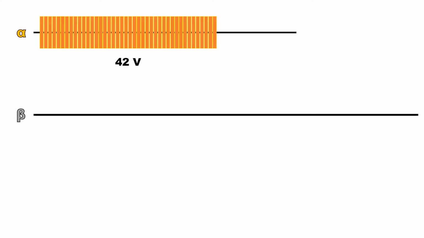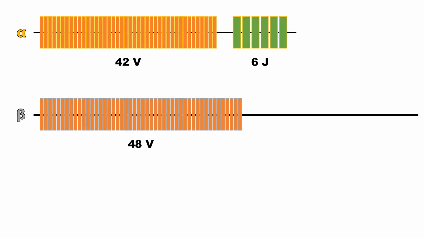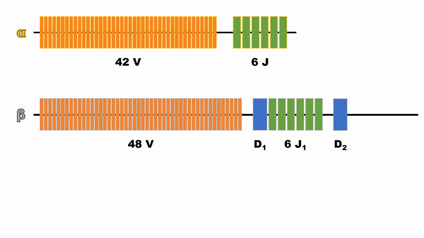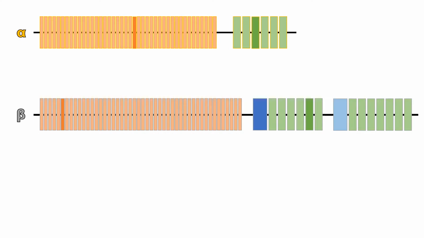The alpha chain has 42 V fragments and 6 J fragments, while the beta chain has 48 V fragments, 2 D fragments, one which corresponds to 6 J fragments, and the other corresponds to 7 J fragments. However, only one gene fragment is needed for each subunit.